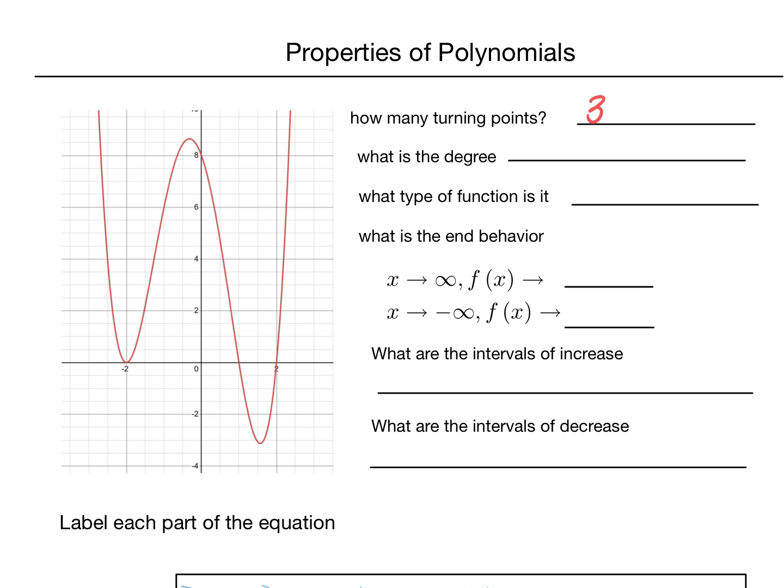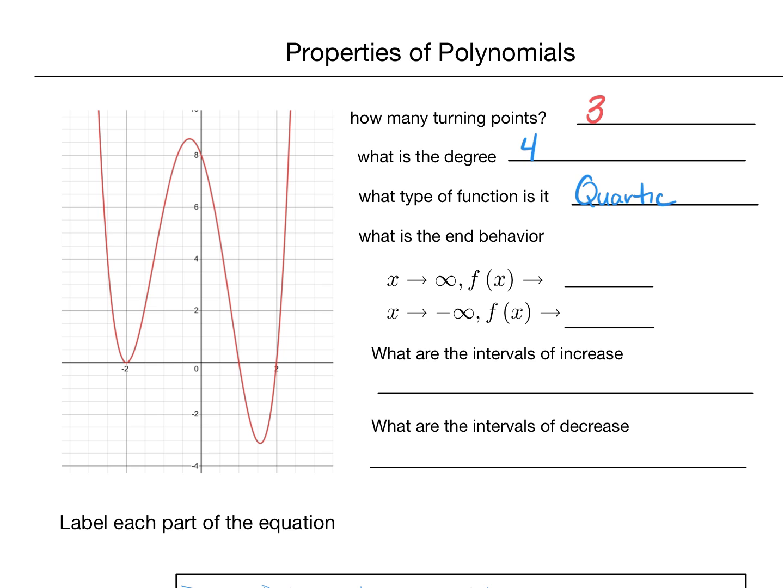If we have 3 turning points, that means that the degree is 4, because the degree equals turning points plus 1. If the degree is 4, it also tells us what type of function it is. Is it linear, quadratic, cubic, or quartic? This one is a quartic function. Quartic functions have a degree of 4.